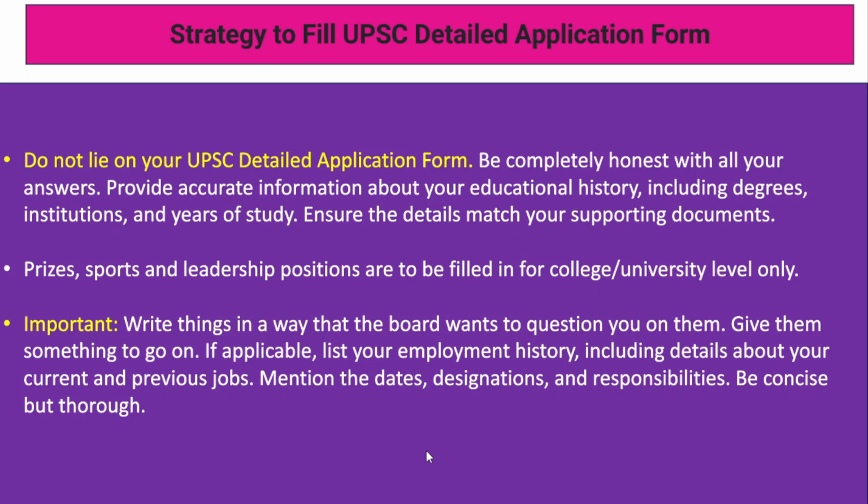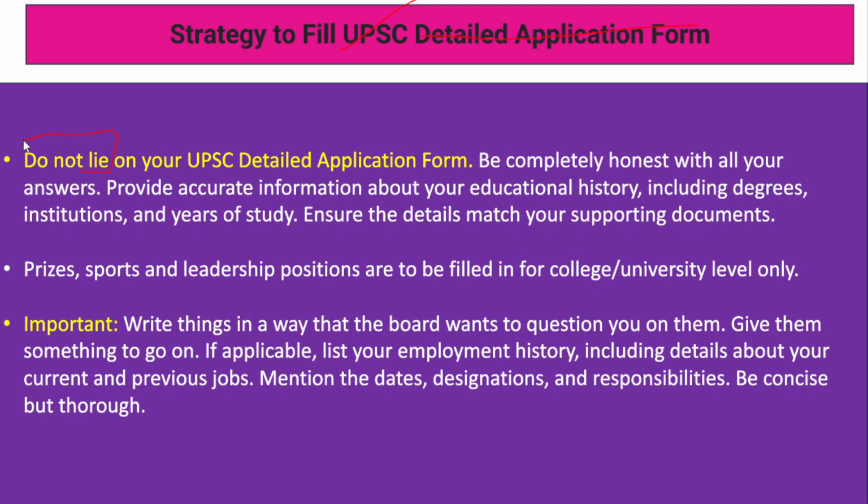Now in this context, what should be the strategy to fill the detailed application form? I hope all of you have already filled it, but here is the strategy to face the UPSC interview. First and foremost rule is do not lie, because the individuals who are sitting in front of you are far more experienced.